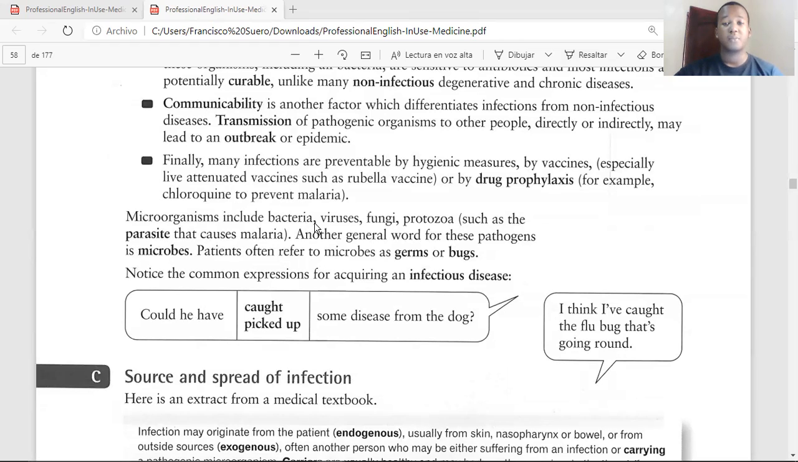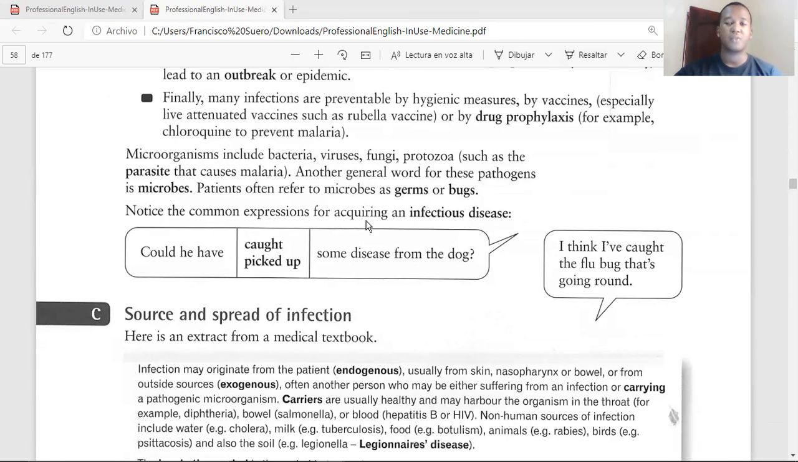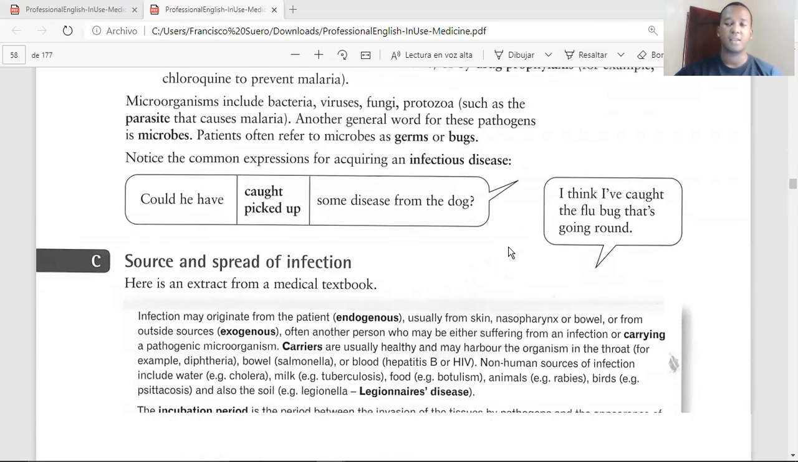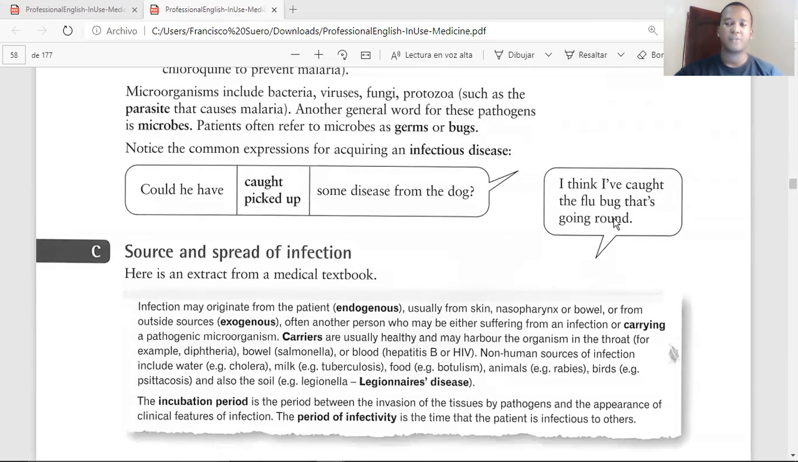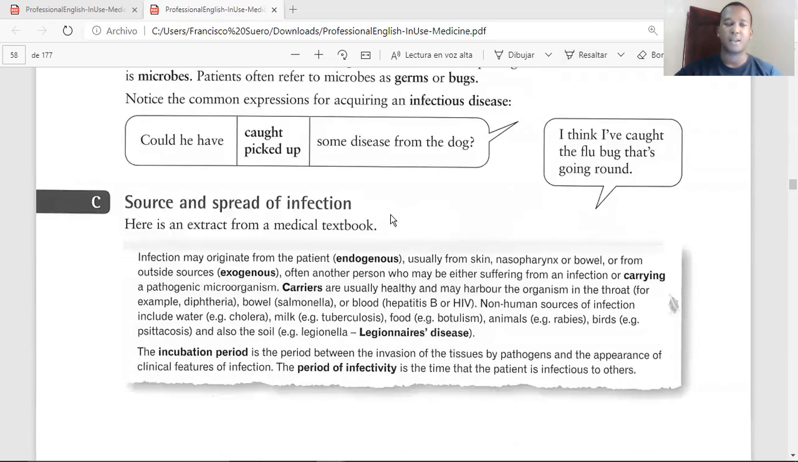Microorganisms include bacteria, viruses, fungi, and protozoa, such as the parasite that causes malaria. Another general word for these pathogens is microbes. Patients often refer to microbes as germs or bugs. Notice the common expressions for acquiring an infectious disease. Could he have picked up some disease from the dog? I think I've caught the flu, but that's going around.